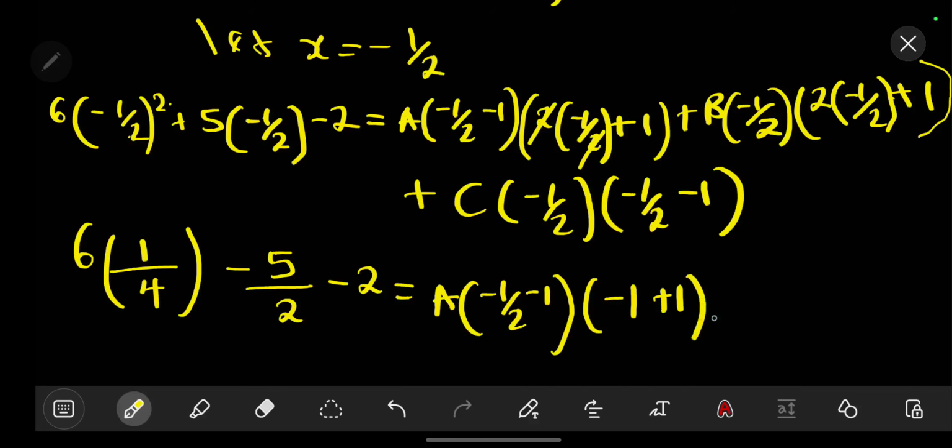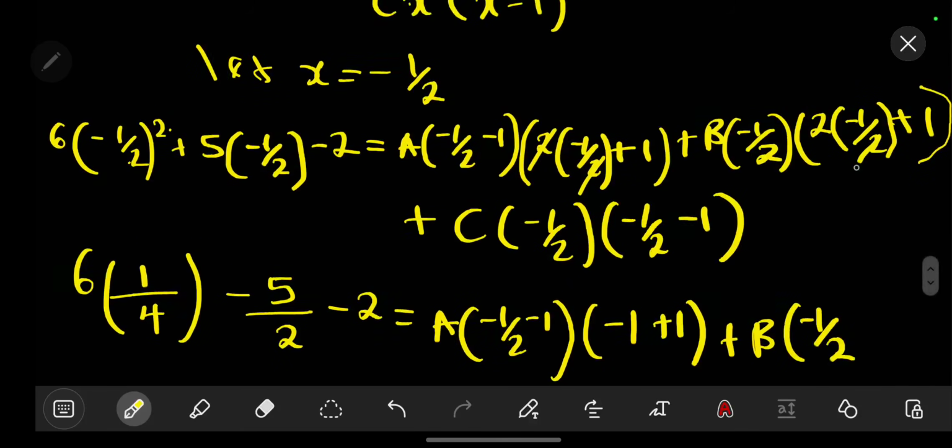After doing that, we are going to get plus our b, where x, we are going to have our negative 1 over our 2. So same approach, this one and this one cancel. We are going to get our negative 1 plus our 1, like that.